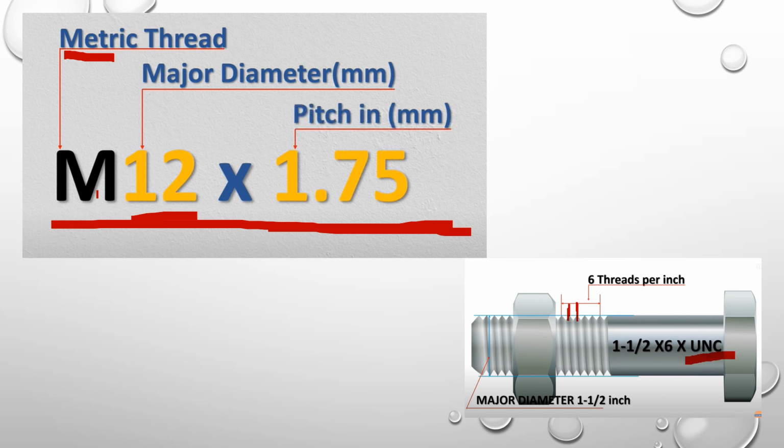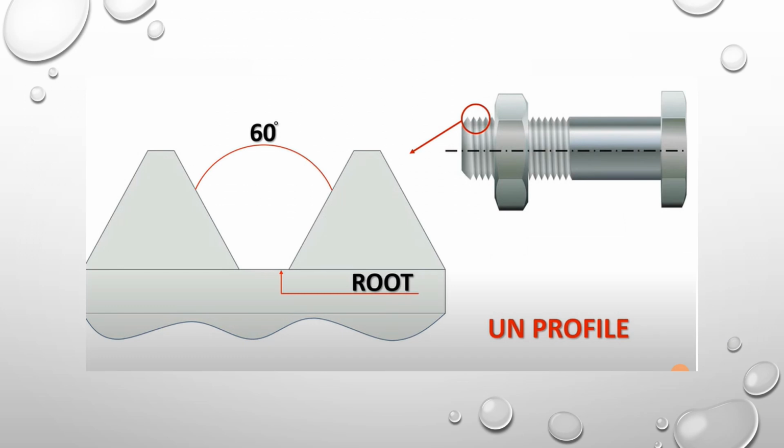When it is written UNC, that means it is a coarse thread, not a fine thread. Here you can see the profile, the angle is 60 degrees, and here the root is there. It is just to give you an understanding of what is called root.